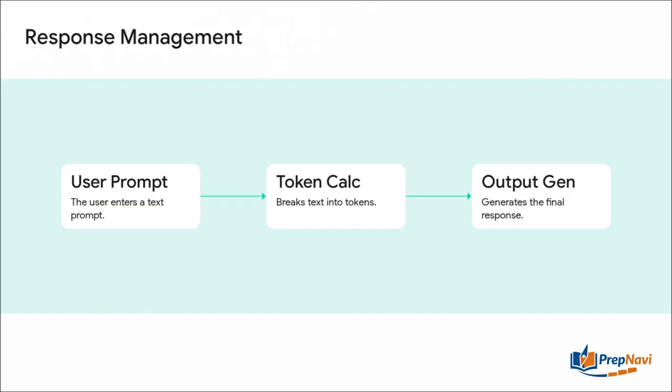Let's actually trace how this token constraint plays out step by step in a real interaction. It all starts with the user's prompt. Instantly, the system performs a token calculation. It breaks the text down, checks it against the context window, and makes sure to reserve enough space for the answer. Only after this strict mathematical check passes does output generation actually begin. If you mismanage this flow, your system is either going to crash from overflow or it'll awkwardly cut off right in the middle of a sentence.